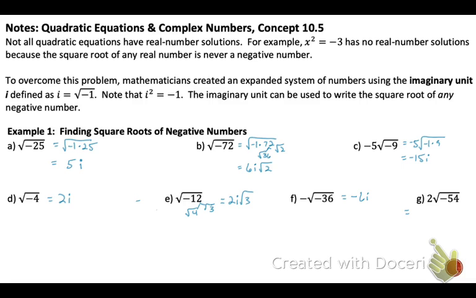And now lastly, 2 times the square root of -54. 54 we can think of as the square root of 9 times the square root of 6. We can take the square root of 9, which is 3, and we multiply it by the 2. The square root of negative 1 is i, and then we can't evenly take the square root of 6, so that remains.